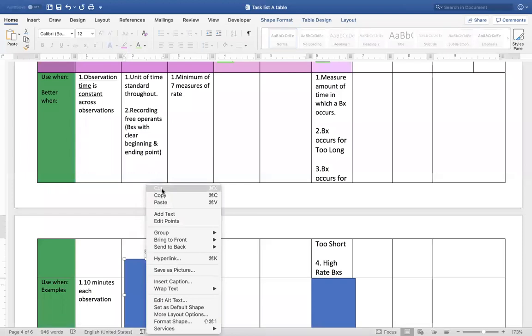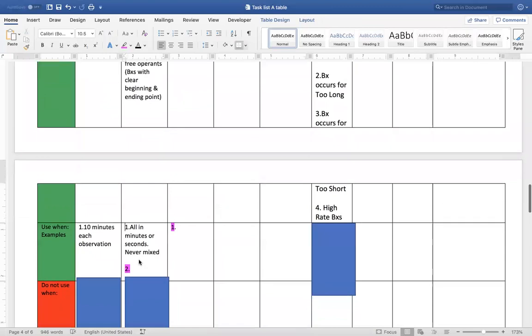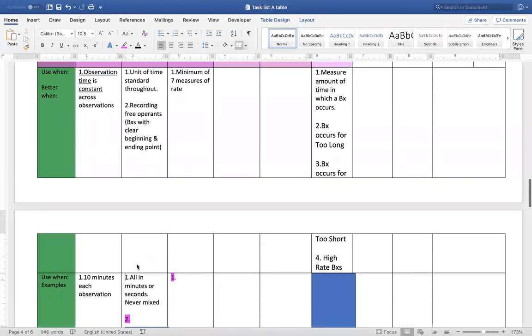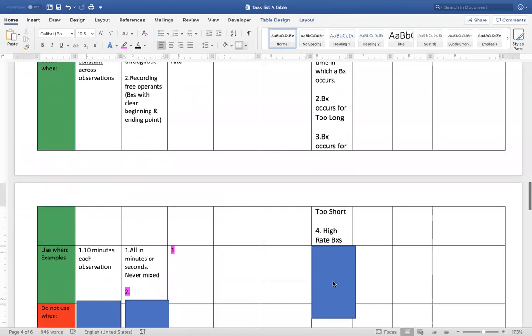No, I can't. And for rate, always use all in minutes or all in seconds. That's what they said, obviously. Never mix. You cannot mix and match.